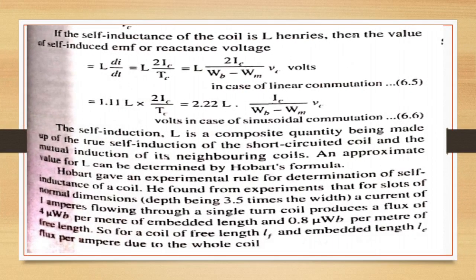If the self-inductance of the coil is L henries, then the value of self-induced EMF or reactance voltage is L di by dt, or L into 2Ic by (Wb minus Wm) by Vc volts. This is in case of linear commutation, and in case of sinusoidal commutation, its value is 2.22 L Ic by (Wb minus Wm).